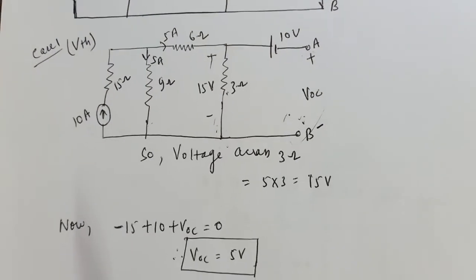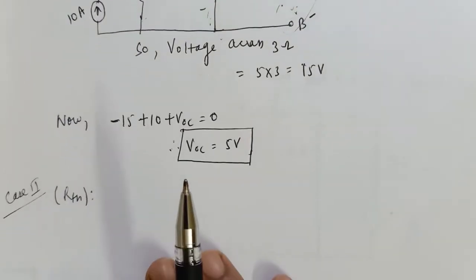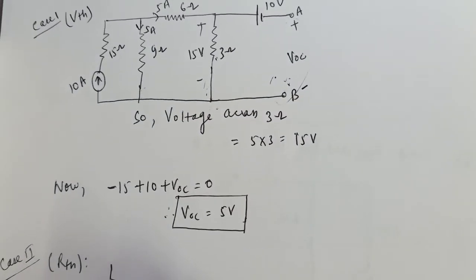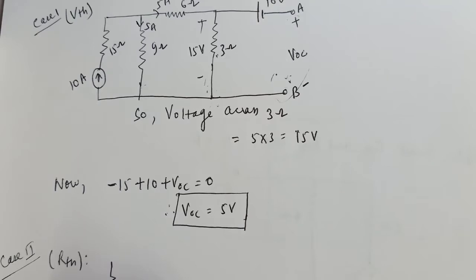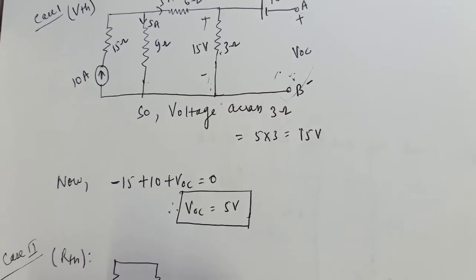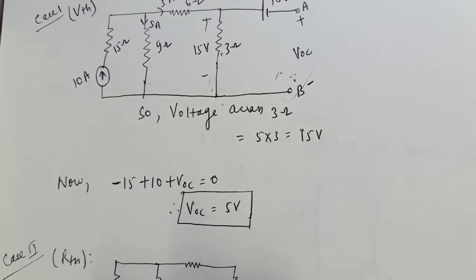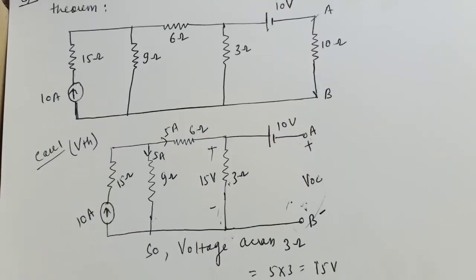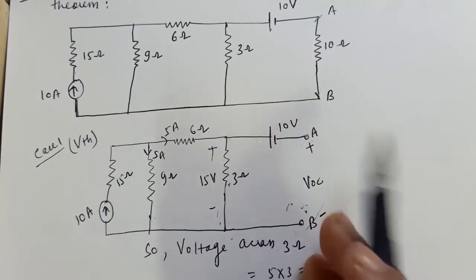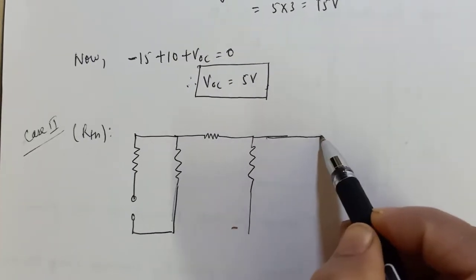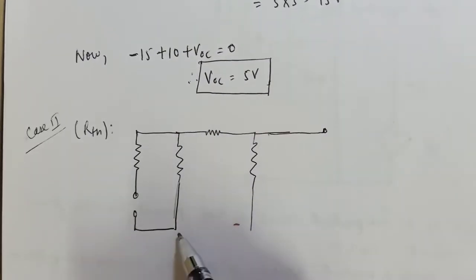I am going to replace them, and after that draw the equivalent circuit. This current source is replaced by an open circuit. This resistance will be as it is, this resistance also, and the voltage source, meaning this battery, will be replaced by a short circuit.